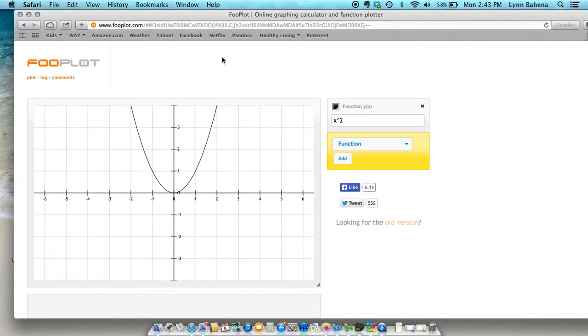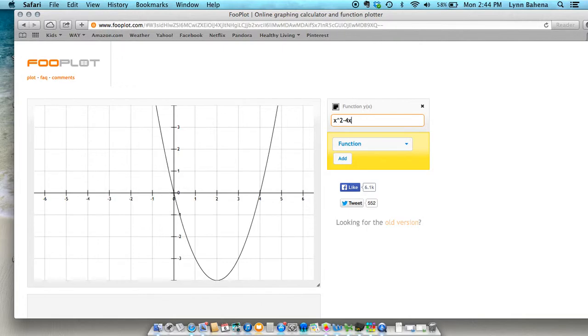All right, so when you pull up the Fooplot website, you're going to see just a generic graph. This one has x squared already graphed, but we're going to exit out of that one and make our own graph. The function that I'm going to graph today is x squared minus 4x. And to get this squared here, that little caret symbol and the 2, you hit shift and the 6 key to get that. And that means that you're raising x to the power of 2. Okay, so there's the function I want to graph, x squared minus 4x.